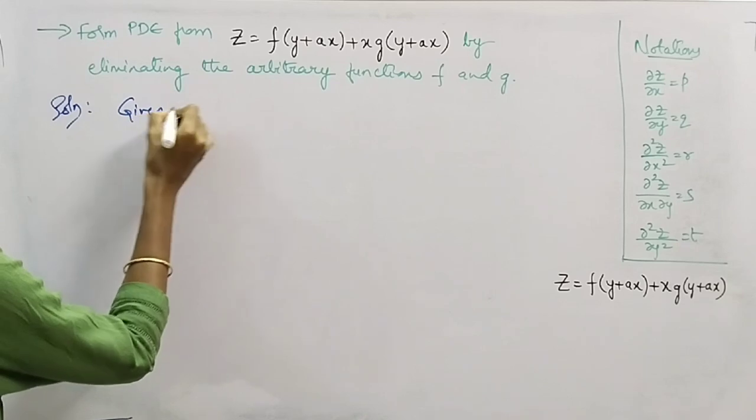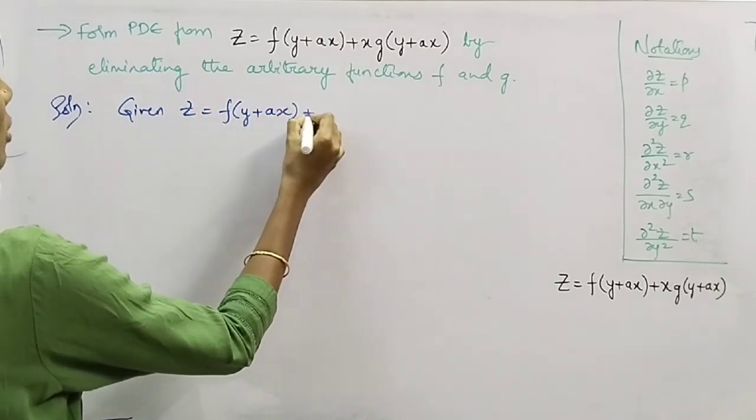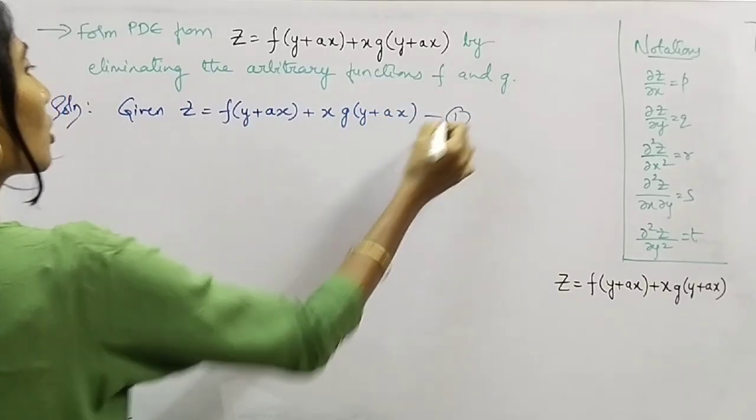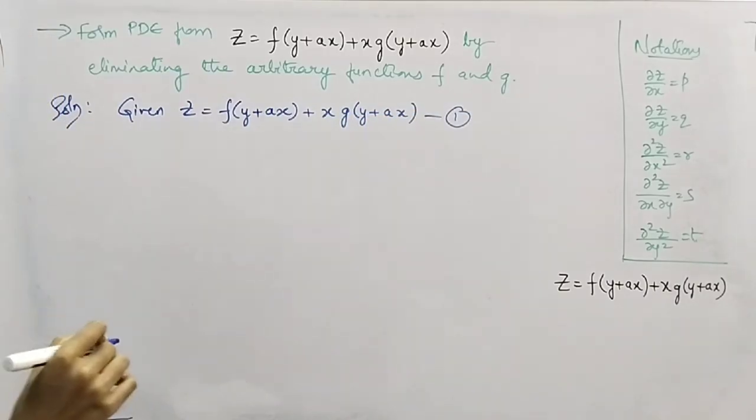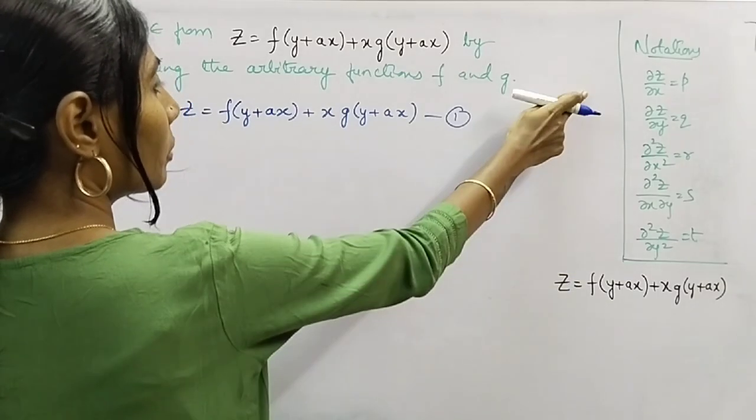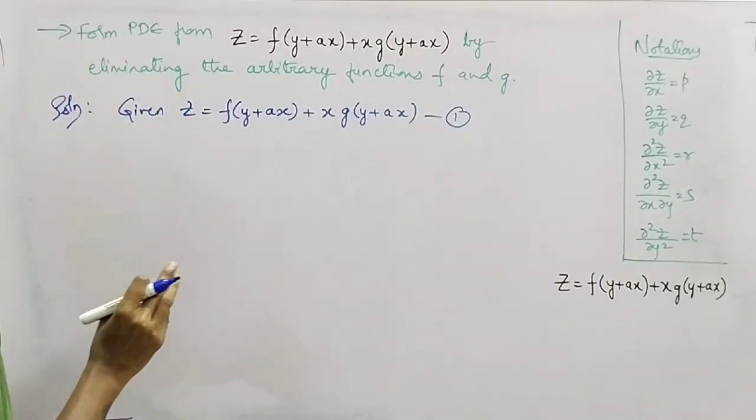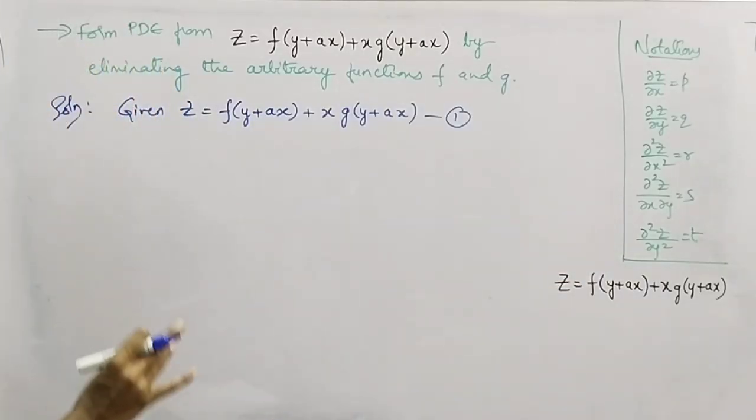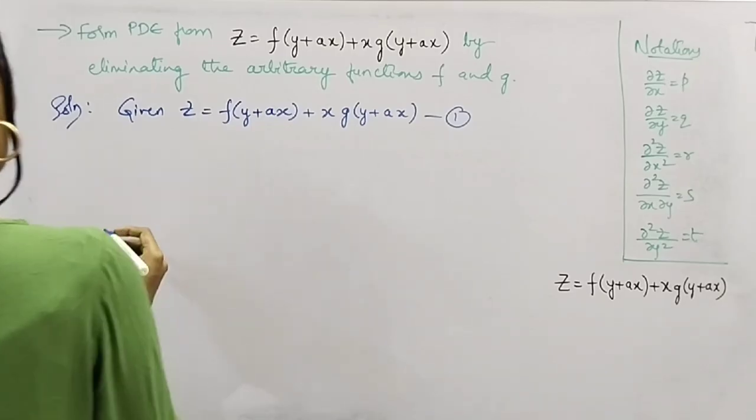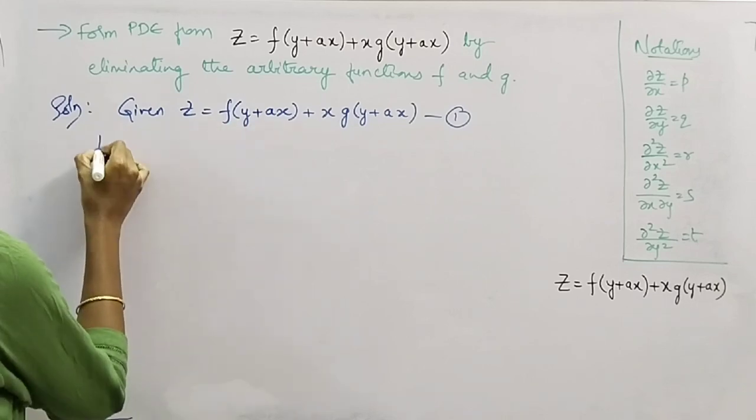Given z equal to f of y plus ax plus x into g of y plus ax, right? Consider as equation number 1. Now let's partially differentiate it with respect to x. Now we are going to find the equations involving p, q, r, s and t. First we will find equations involving p, q, r, t, and finally if necessary we will go for s. Now we'll partially differentiate 1 with respect to x.